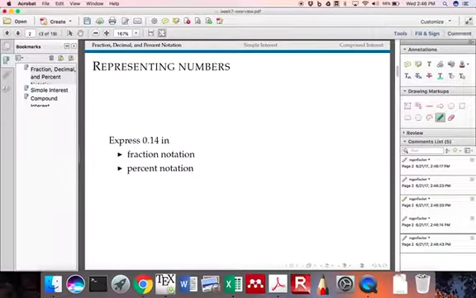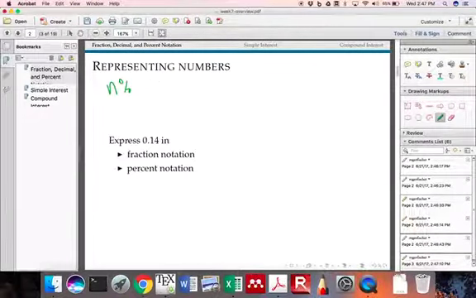Now what about percent notation? So little known fact, I think sometimes percents are taught like this sort of total voodoo mumbo jumbo, and I really don't understand why, because there's a really pretty relationship. Think of your favorite number. Do it right now. Okay.